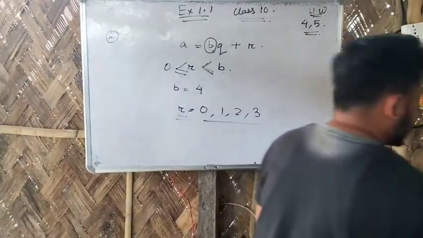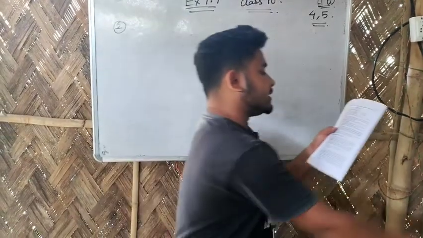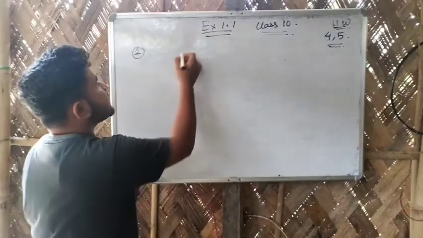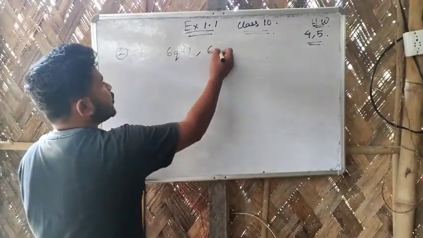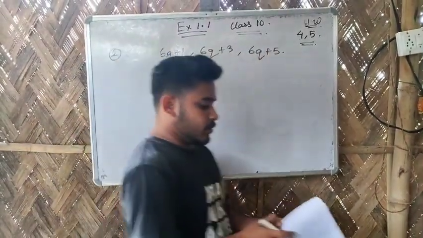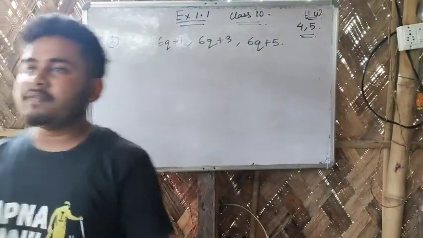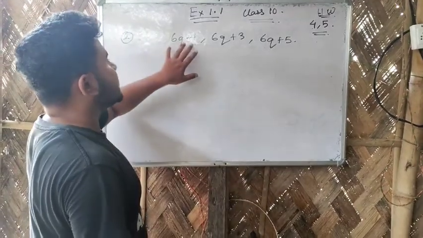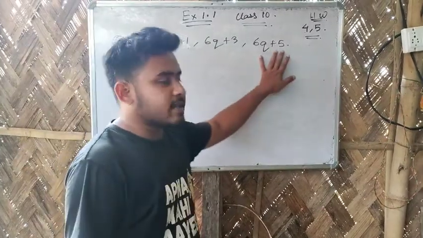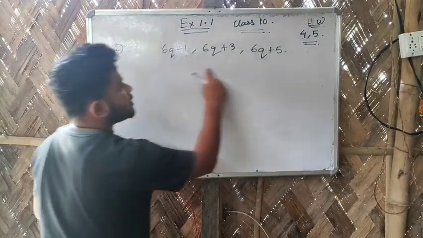Now with this, we will start the question. In question number 2, they say: show that any positive odd integer is of the form 6q + 1, 6q + 3 or 6q + 5. The question tells us that we have to prove that any positive odd integer is always of the form 6q + 1, 6q + 3 or 6q + 5.